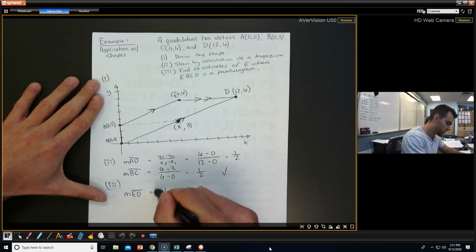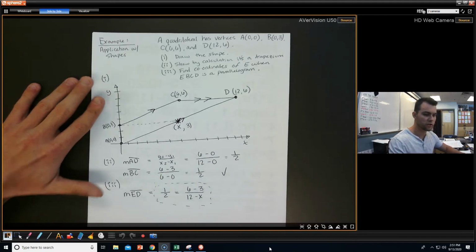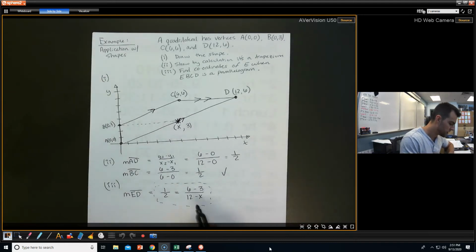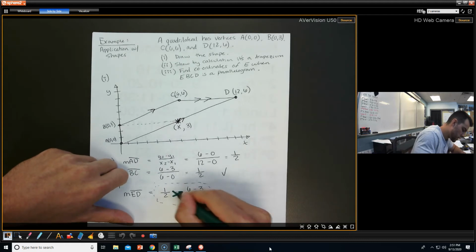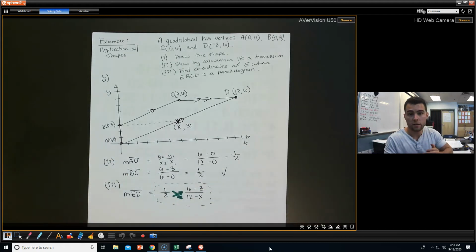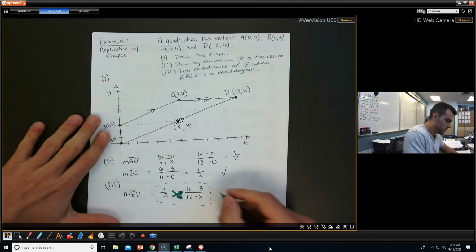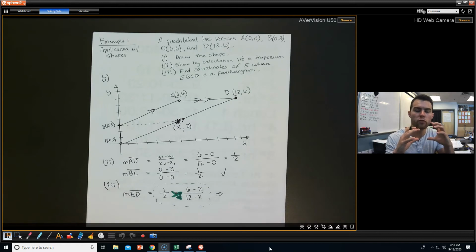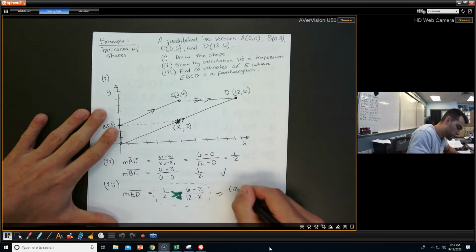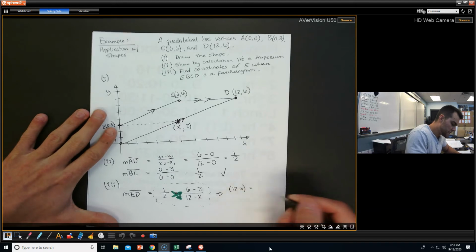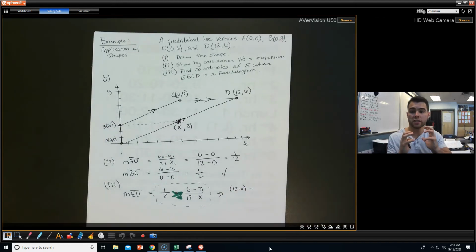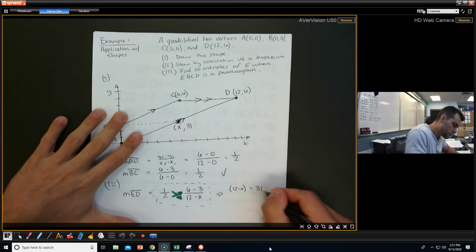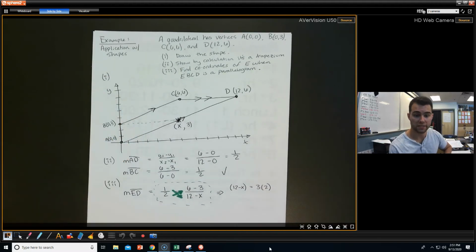So I'm going to focus on this now. And what I have here, guys, is a proportion. Because I have a proportion, two ratios equal to each other, I can cross multiply and get that x out of the denominator. So this is going to turn into 1 times the quantity of 12 minus x, which is just 12 minus x. And on the other side, this is going to turn into the quantity of 6 minus 3, which is just 3, times 2. And there we go. We have cross-multiplied successfully.